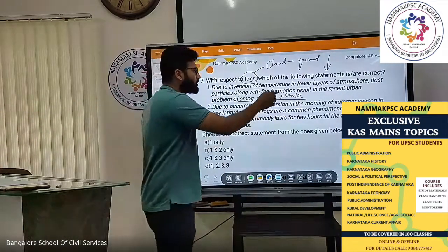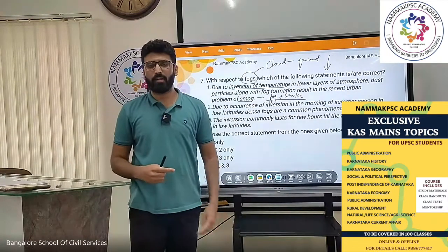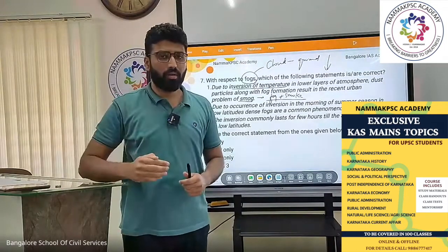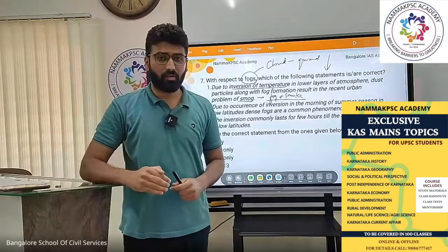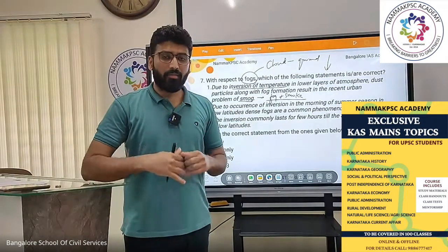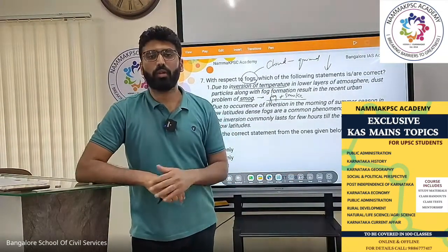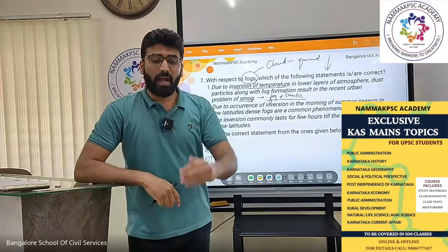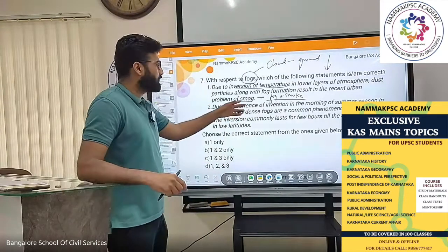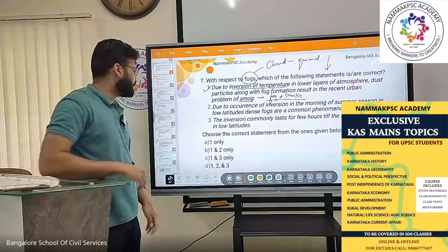Now, if you understand the concept of temperature inversion, what is temperature inversion? A reversal of normal lapse rate, where rather than temperature decreasing with altitude, temperature will increase with altitude. So you may have fog along the surface due to air being cooler close to the surface. If that region is also polluted, such as in urban areas, fog plus smoke will give rise to smog. So the first statement is correct.